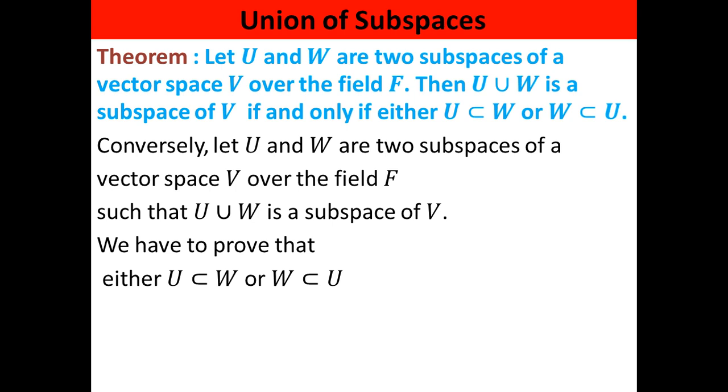Now U subset of W means U minus W is phi, and W subset of U means W minus U is phi, and minus means difference, that is either U difference W equal to phi or W minus U equal to phi. This is our target.